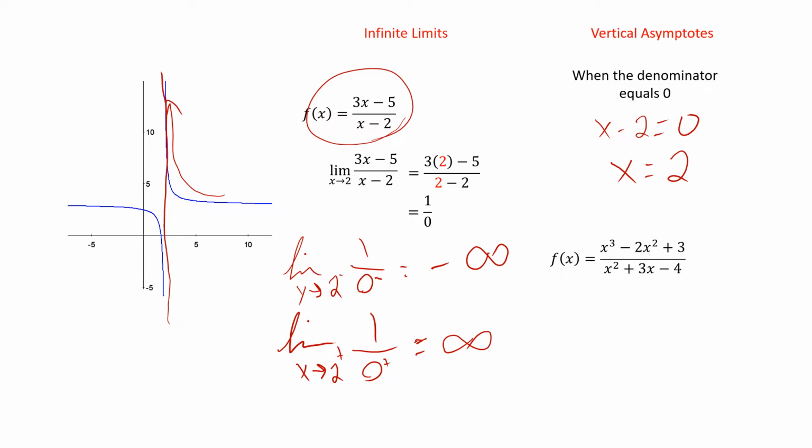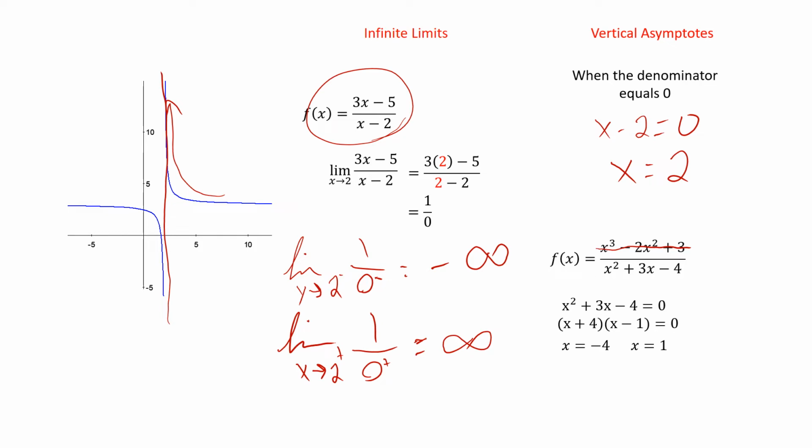In this case, the top does not factor, so we don't need to worry about that. So we just need to look at the denominator and set that equal to 0. So x squared plus 3x minus 4 equals 0. This will factor. x plus 4 times x minus 1 equals 0, which means that x could equal negative 4 or x could equal positive 1. Those would be the two vertical asymptotes for that problem.